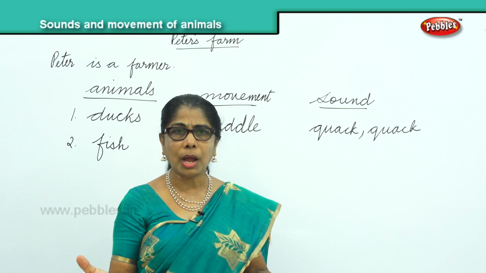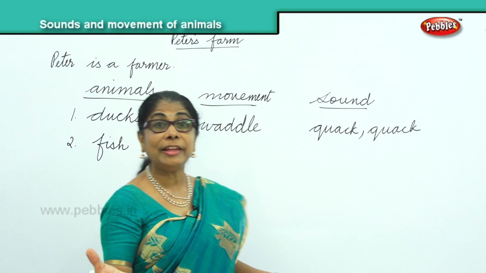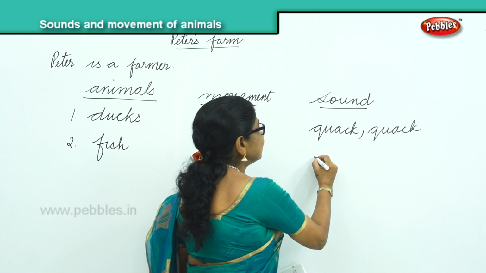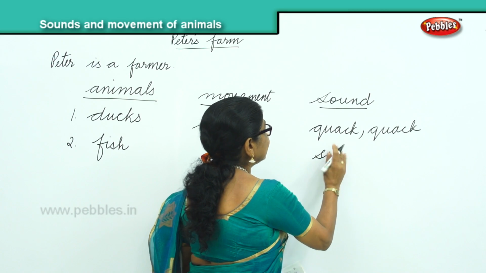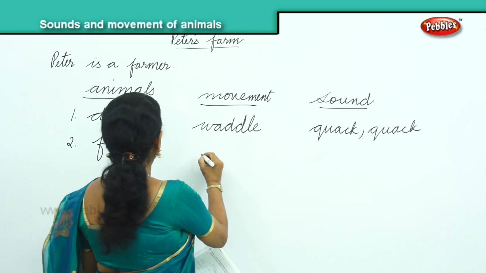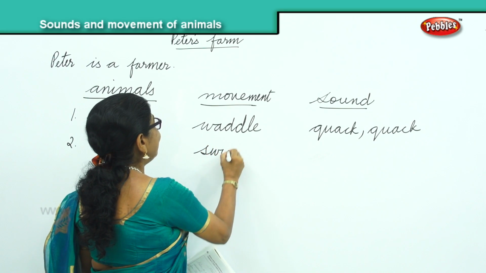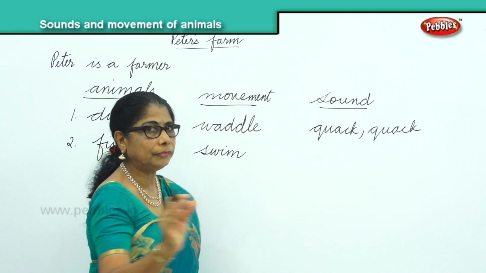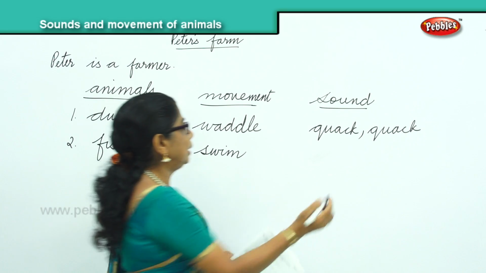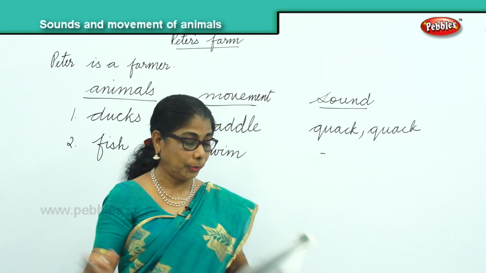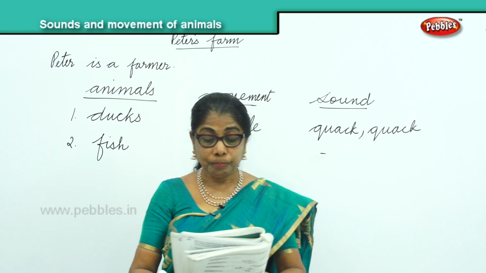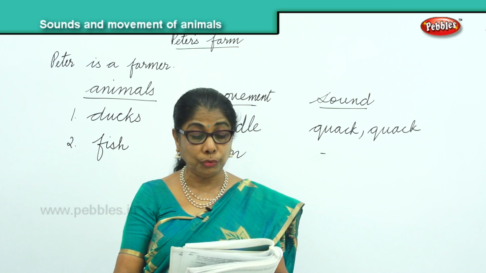Now how will the fish move? They swim. The fish swims about. The movement is swim. But the fish don't make any sound. Okay? They don't have sound. They swim about. The fish swim about in the huge pond.